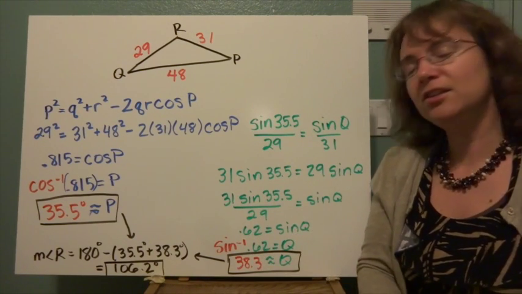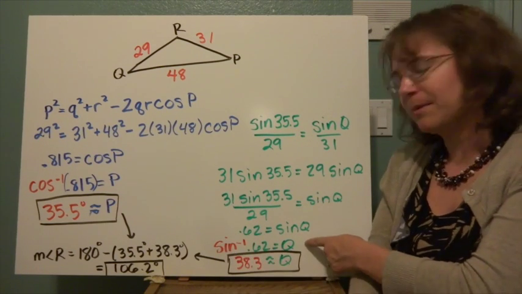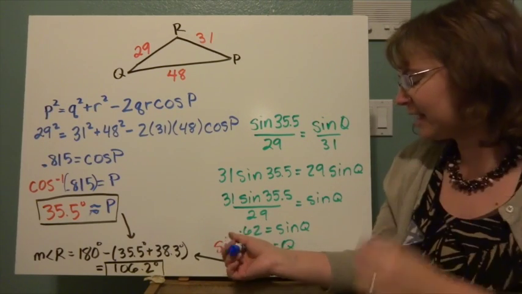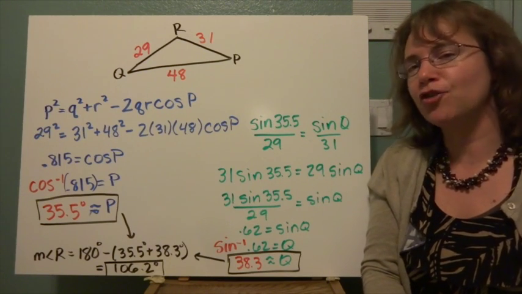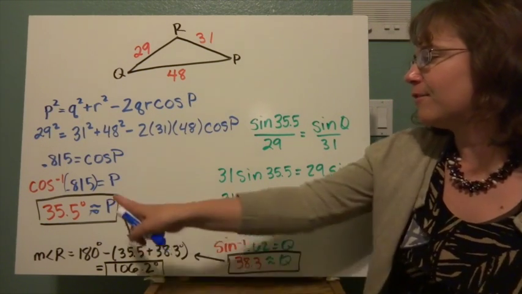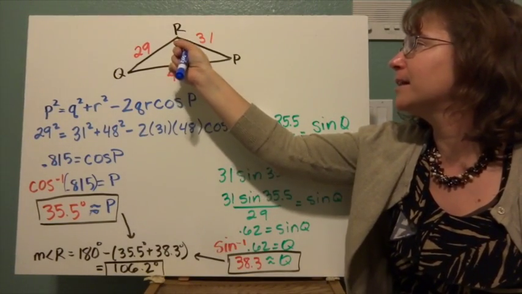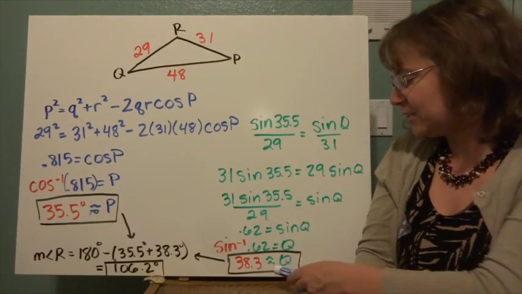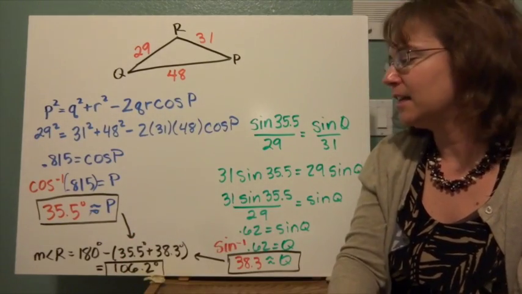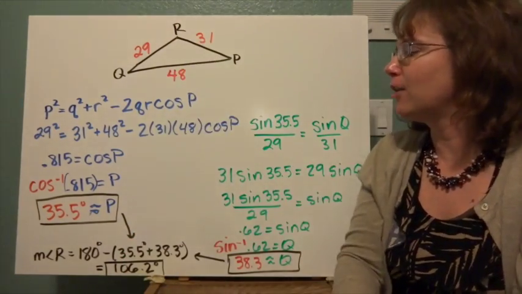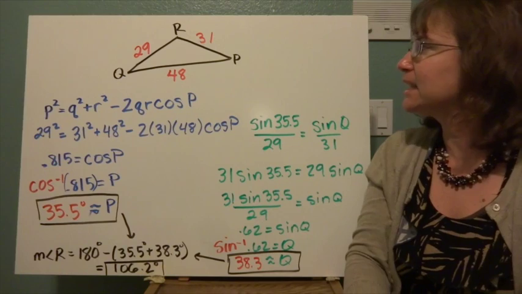I want to undo that sine, so I take the inverse sine of both sides. So inverse sine of 0.62 is equal to my angle measure of q. Taking that inverse sine on my calculator, I get a 38.3. That's an approximate measure of my angle Q. And now I have my angle P and I have my angle Q. I'm just missing my angle R because I was given those 3 side lengths. And so I can just add Q and P together and then do 180 subtract that. And when I do that, I solve for my measure of angle R. So 180 minus those 2 added together, and it's 106.2.